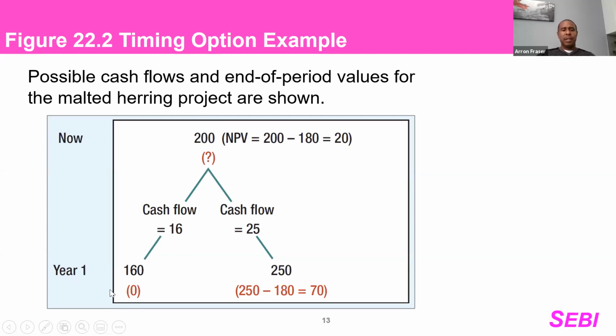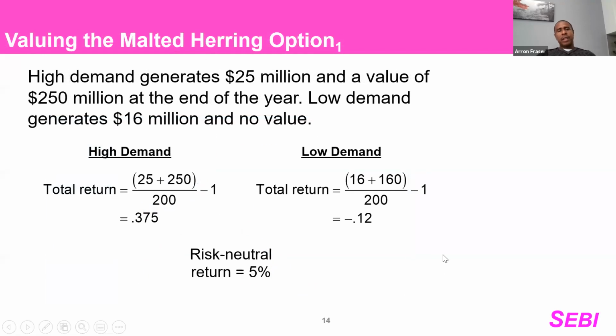So if you wait for the demand to be significant, then you'll have cash flow of 25 and the value will be 250. If on the other hand the demand is low, then the value after 1 year would be 160, right? If we look at this, how do we value the options?